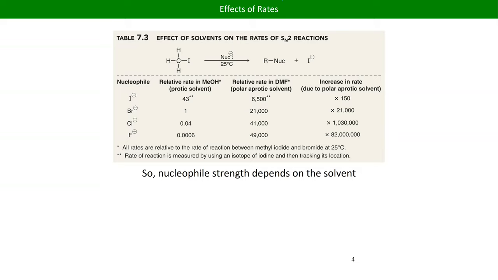Which was one of the other questions, right? Was if you're using ethanol as your solvent and you have either iodide or chloride as your nucleophile. Well, in a polar protic solvent, we see that iodide is a way better nucleophile than chloride, and ethanol is a polar protic solvent. If it was in a polar aprotic solvent, that would switch. We'd expect the chloride to be the better nucleophile.